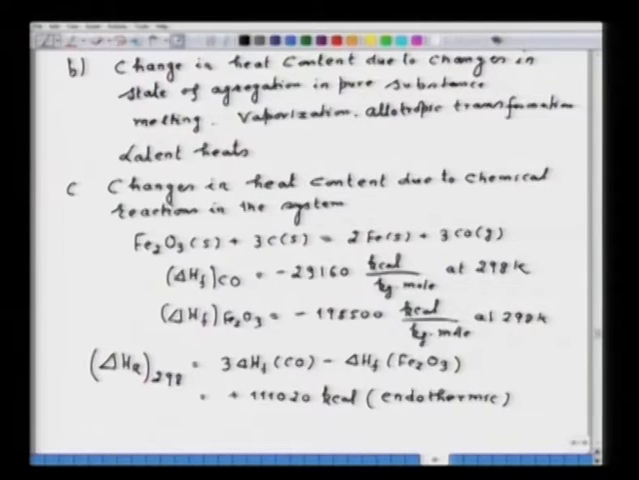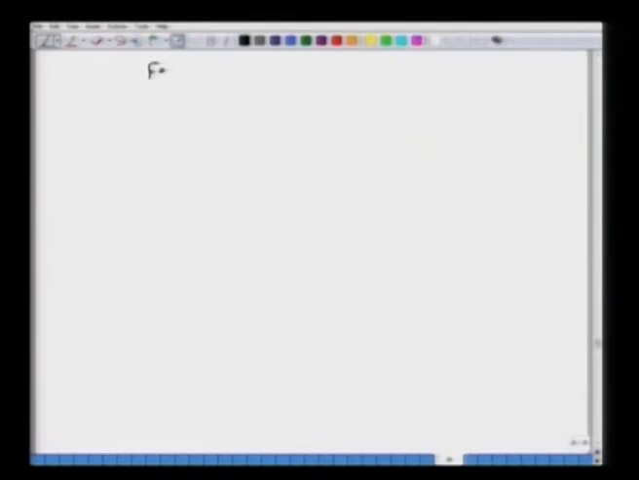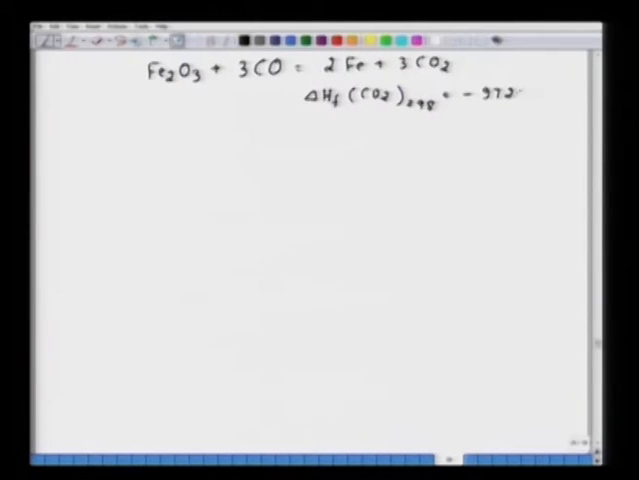Now, let me take another example. Let us take it now, say Fe2O3 plus 3 CO, that is equal to 2 Fe plus 3 CO2. All the values I have given. Now, I am giving also here delta HF CO2, which is not given above, at 298, that is equal to minus 97,200 kilocalorie.